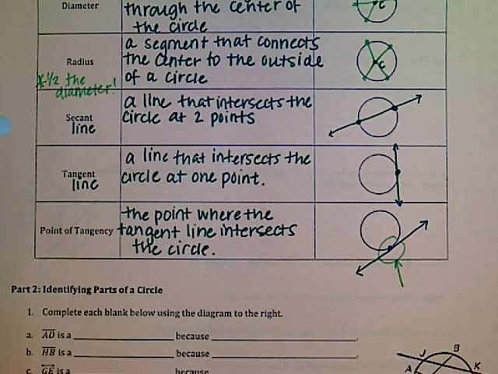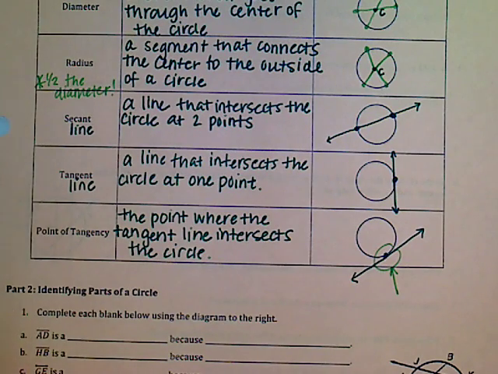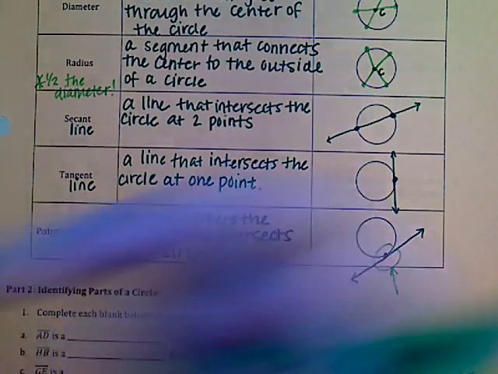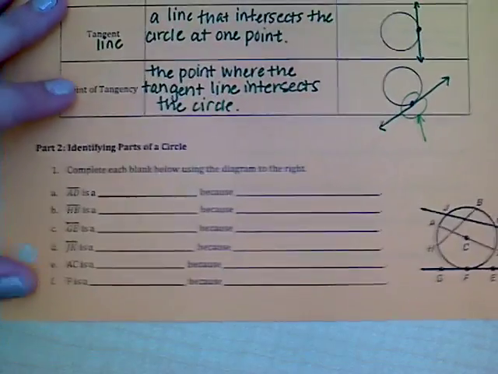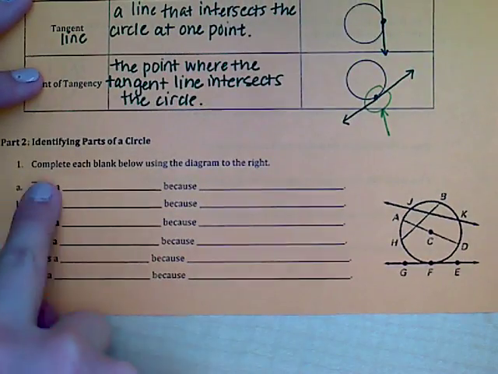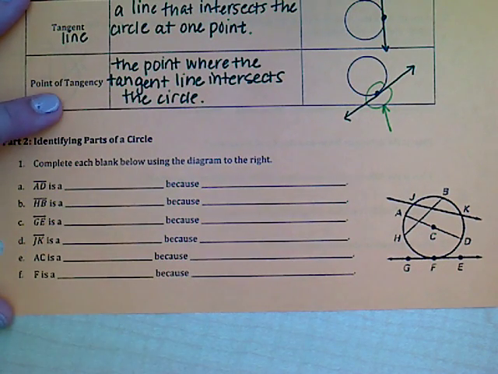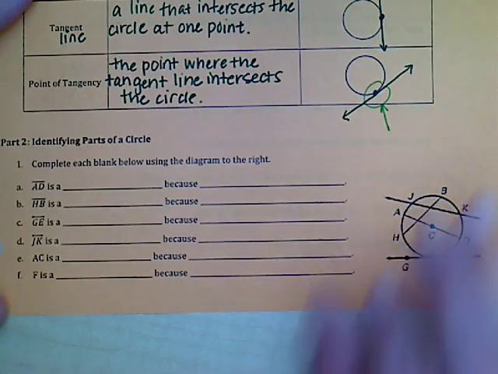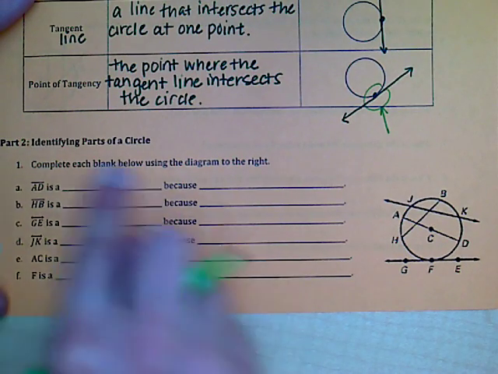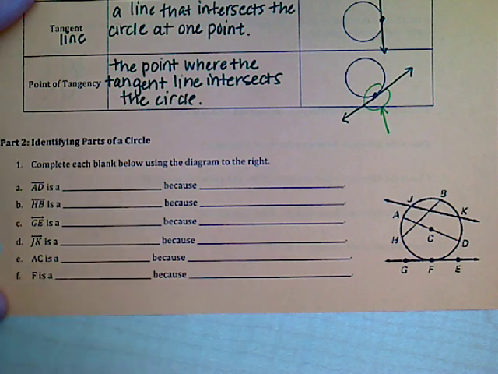So you're hearing a lot about segments and points and lines. So you have to think back to chapter 1 and how you learned to write and name all of these things. So if we look at part 2 down here, we're going to do together. Notice that we have segments, we have lines, we have points. So you need to kind of get back into that mode of writing things with the correct notation. So it says complete each blank below using the diagram to the right. So we're going to identify which of the 6 objects these things are.